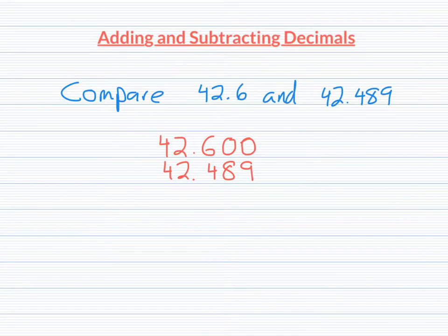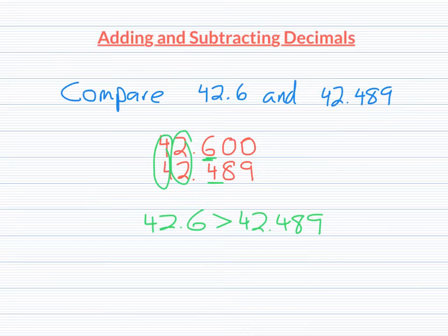And now, if I'm going to compare these, I look at the tens first, 4s are the same, 2s are the same, and when I get here I notice the 6 is bigger than the 4, so by comparing the place values, I know that 42.6 is greater than 42.489.